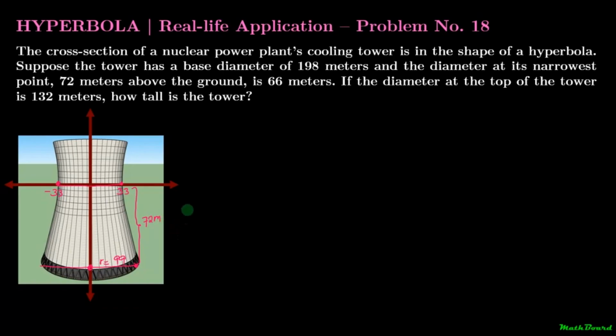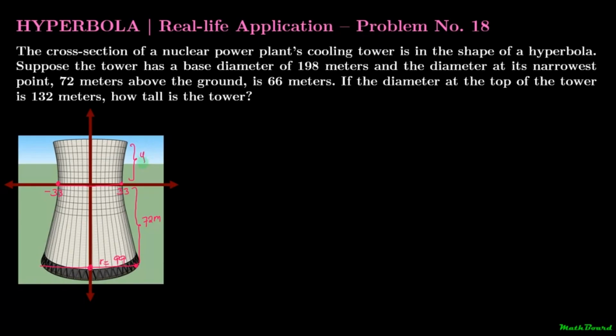Ngayon, ang hinahanap dyan, yung height ng tower. Mayroon na tayong 72, hahanapin pa natin ito. H na yan. Sabihin natin H yan. Paano yan? Or sabihin natin Y para hindi tayo malito.